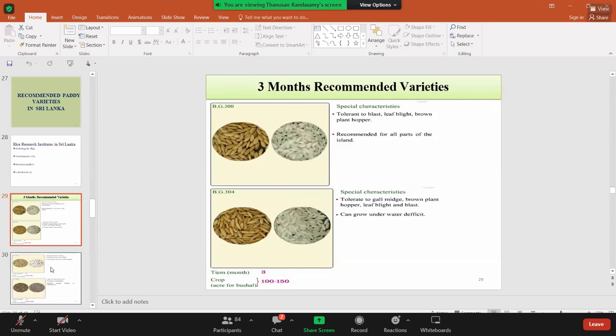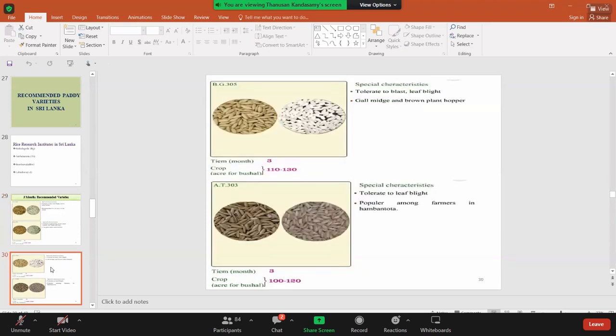Okay, you can find it. Then BG 305. Variety characteristics: tolerant to rice blast, leaf blight, gall midge and brown plant hopper. Here also a 3-month variety, 110 to 130 kilograms per acre. Then the next one is 8303. This one is also not dark black, a little black, tolerant to leaf blight and popular among the farmers in Hambantota, mostly there.